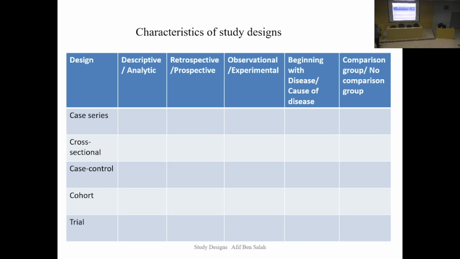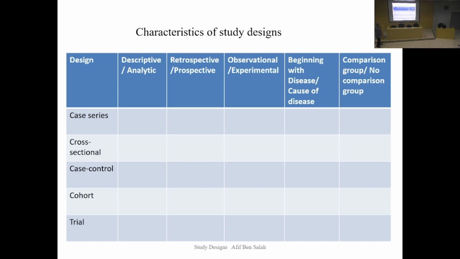Now we have a summary of all what we did. Quizzes. 1 2 3 4 5, 20 quizzes. Okay, in every quiz, one of you answers me. Now we have the designs. This is what we did so far. Case series, cross-sectional, case control, and cohort. Right or not? We covered all this.